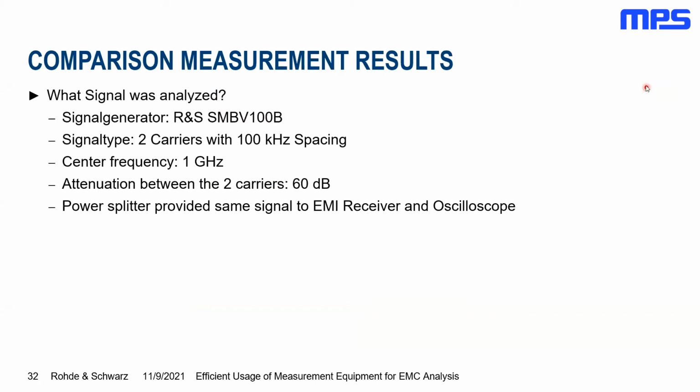To give you an impression of the difference between an oscilloscope and the EMI measurement receiver, we did a short example with a center frequency of 1 gigahertz. We have 2 carriers with a spacing of 100 kilohertz generated in the SMBV100B, and one is attenuated by 60 dB in amplitude, meaning one carrier is 60 dB above the next one. Afterwards, we provided the signal to a power splitter, and the same signal was provided to the EMI receiver and the oscilloscope at the same time.